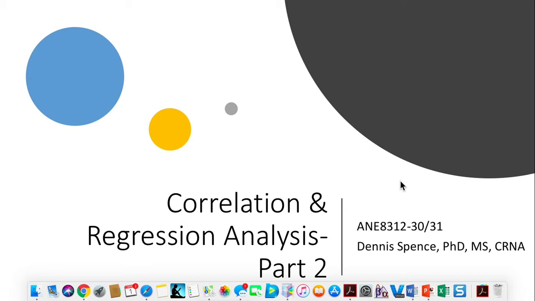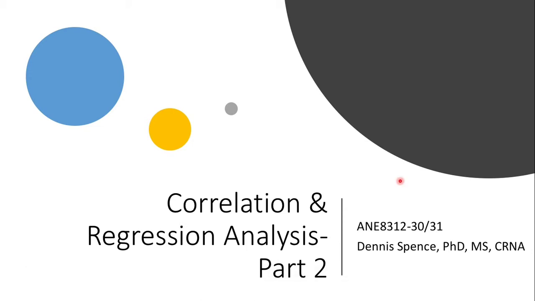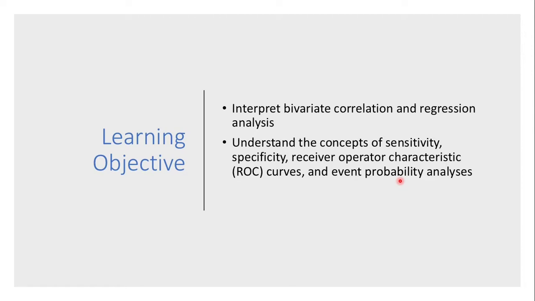All right. If you are starting, we're going to start this week talking about correlation and regression analysis. This is part two of this section of the course. So, if you remember back last week, we went over our learning objectives. The first part of this lecture went over correlations and linear and multiple regression. This week we're going to talk about logistic regression.